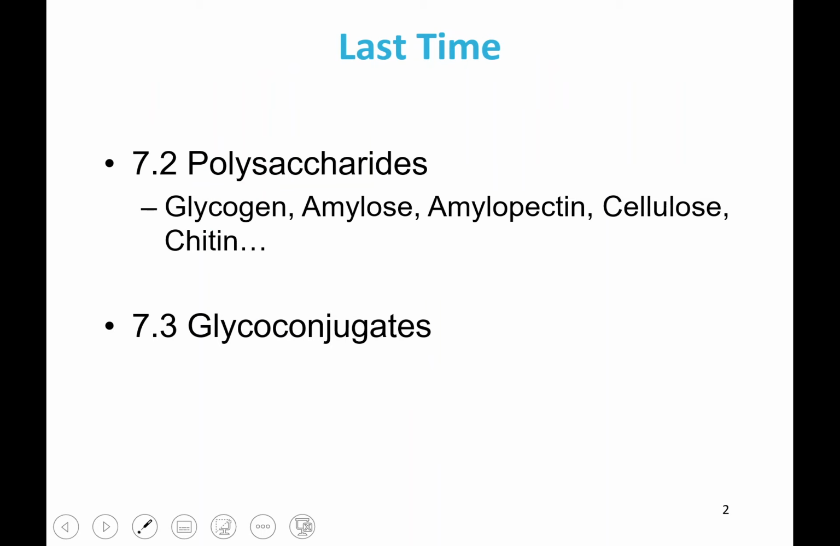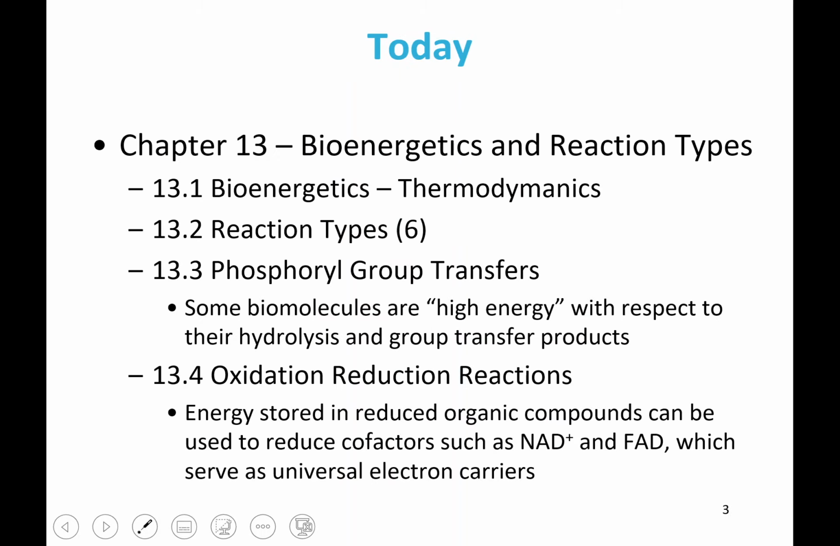The last lecture covered sugars, in particular the more complex sugars, polysaccharides, and glycoconjugates. Today we're going to cover chapter 13. In chapter 13, what is covered is some bioenergetics, and that leads back to thermodynamics. Hopefully, that will be a review for everyone. The other thing that's important in chapter 13 is that it lists reaction types.